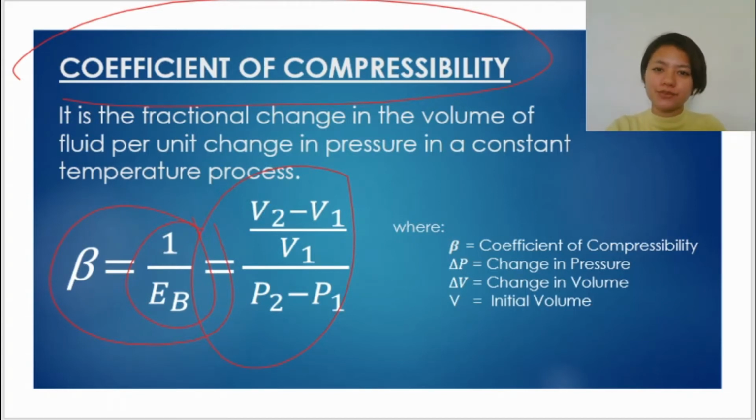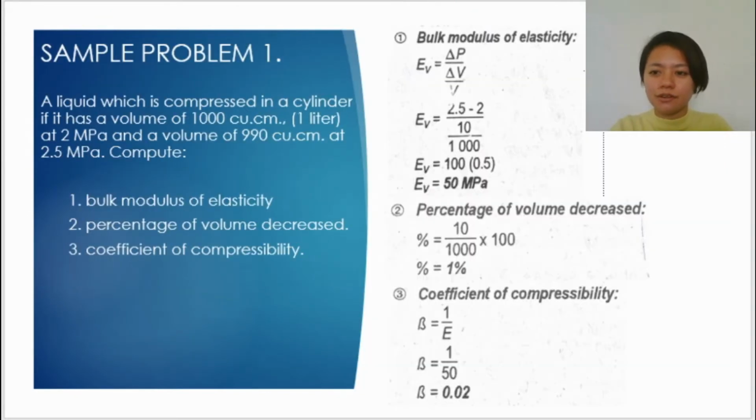So let's proceed with our sample problem number 1. We have here a liquid which is compressed in a cylinder. It has a volume of 1000 cubic centimeter, or 1 liter, at 2 megapascals, and a volume of 990 cubic centimeter at 2.5 megapascals. Compute number 1, bulk modulus of elasticity. Number 2, percentage of volume decrease. Then number 3, coefficient of compressibility.